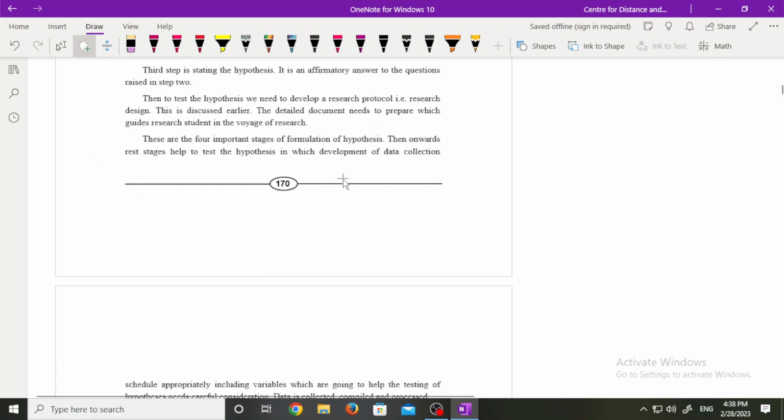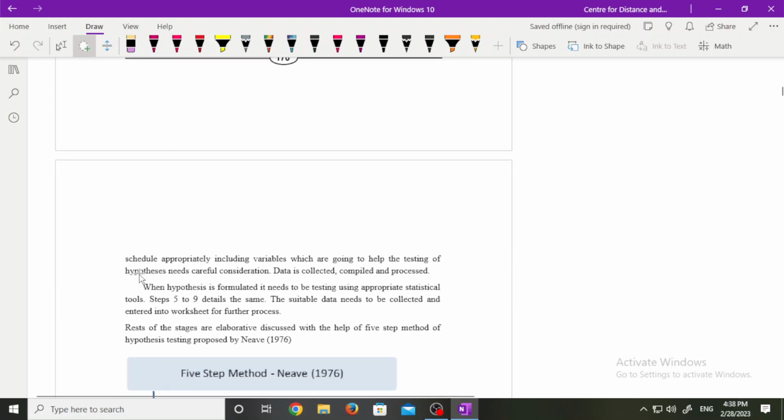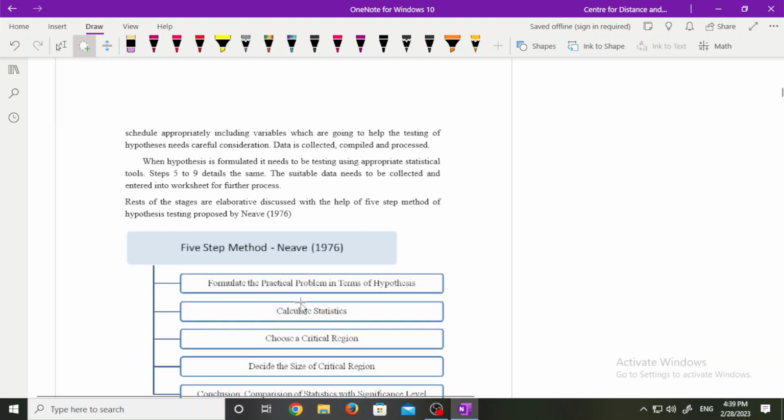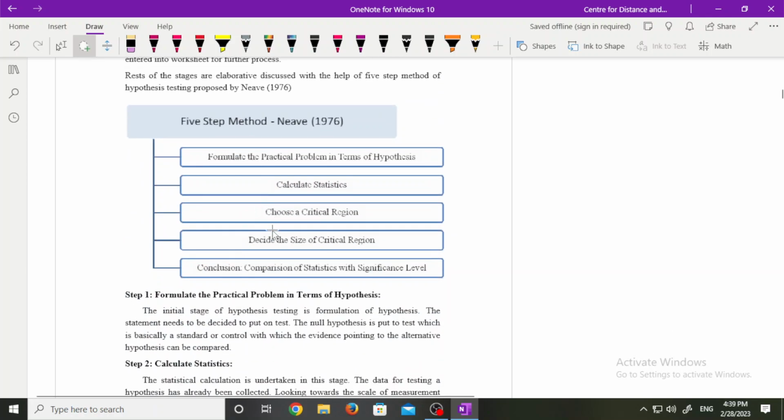Then after this we have to collect the data. The schedule, including variables which are going to help the testing of hypothesis, needs careful consideration. Data is collected, compiled and processed. When the hypothesis is formulated, it needs testing using appropriate statistical tools, that is steps 5 to 9. Then the suitable data needs to be collected and entered into a worksheet for further process. These are our 5 steps method.